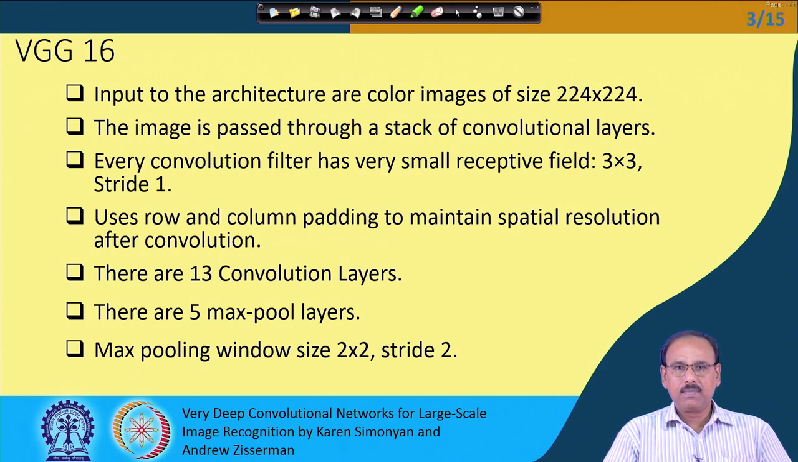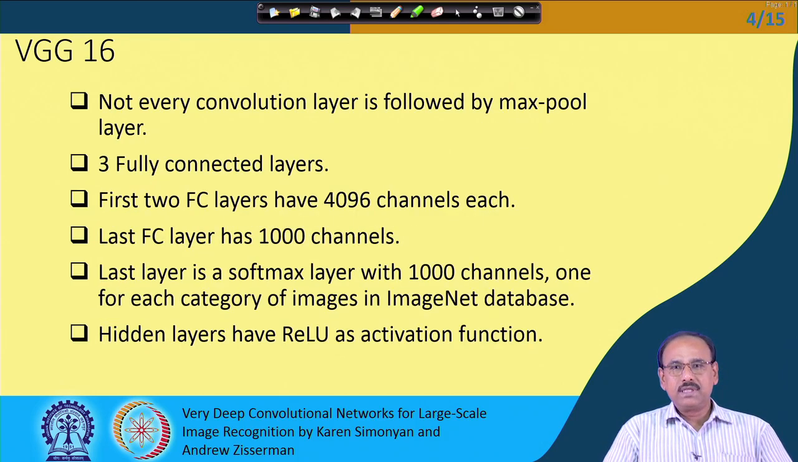As we have seen before, there are 13 convolution layers and 5 max-pool layers, and the max-pool operation is carried out over a window size of 2 by 2 with stride equal to 2, which means that the max-pool windows are non-overlapping. Because there are 13 convolution layers and 5 max-pool layers, not every convolution layer is followed by a max-pool layer. There are a number of convolution layers which appear one after another.